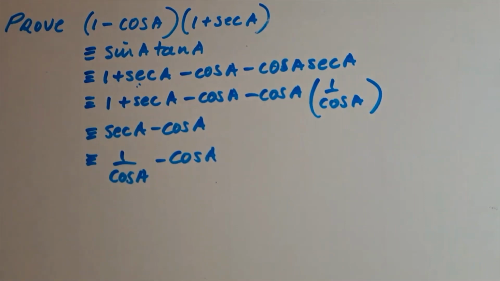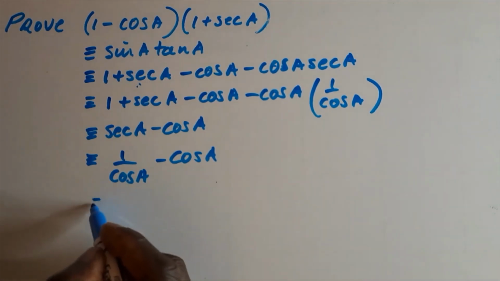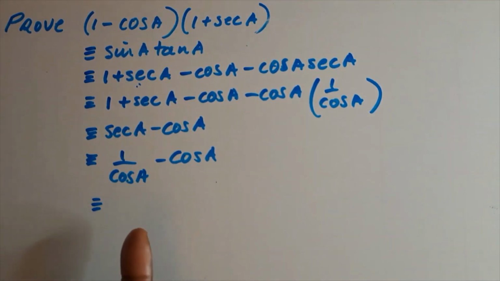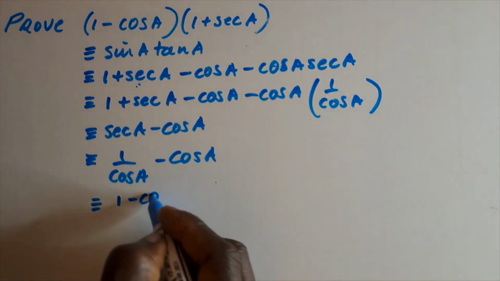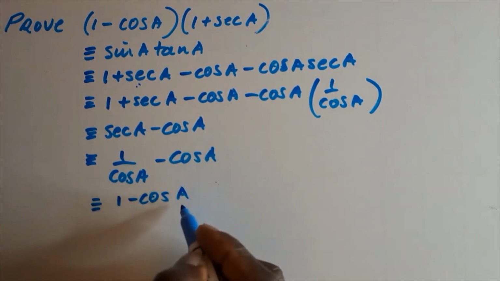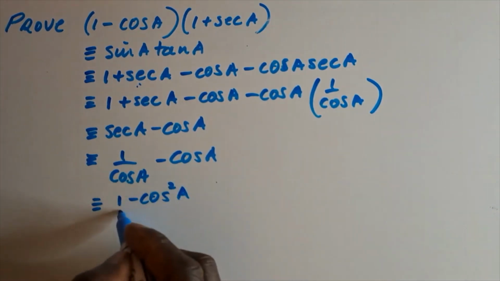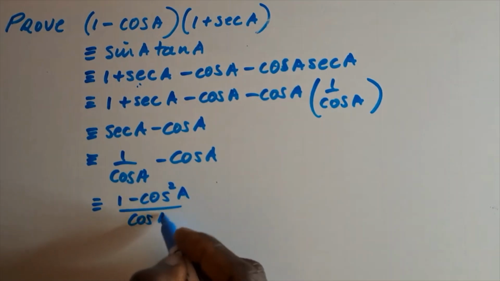The reason for that is that in maths we're always trying to simplify things, and to prove something is really to simplify steps as you go along. So sec A we write as the reciprocal of cosine A. And again we can simplify this as 1 minus cosine squared A over cosine A.